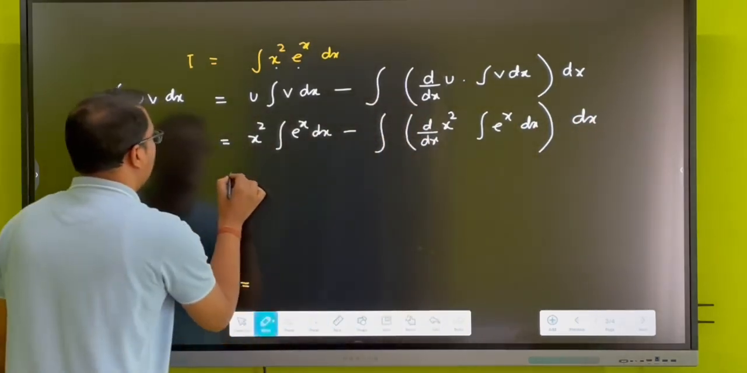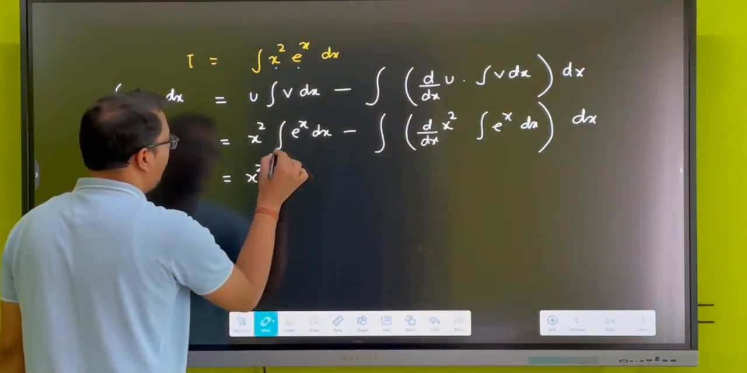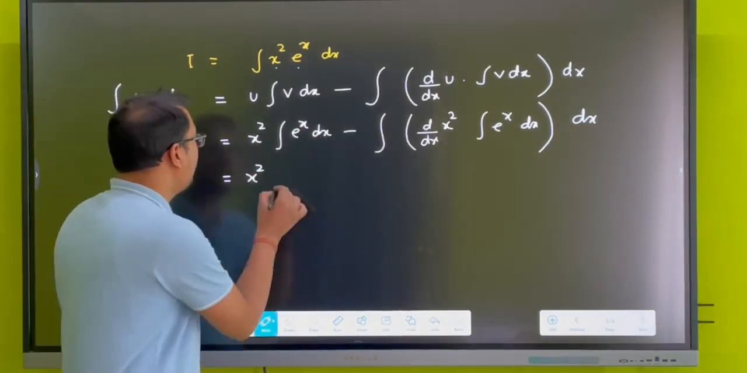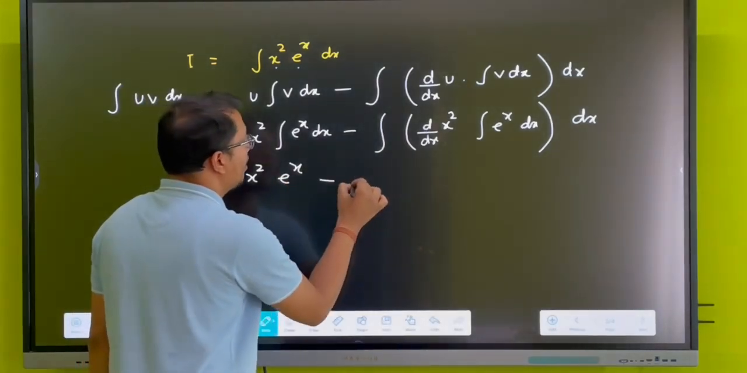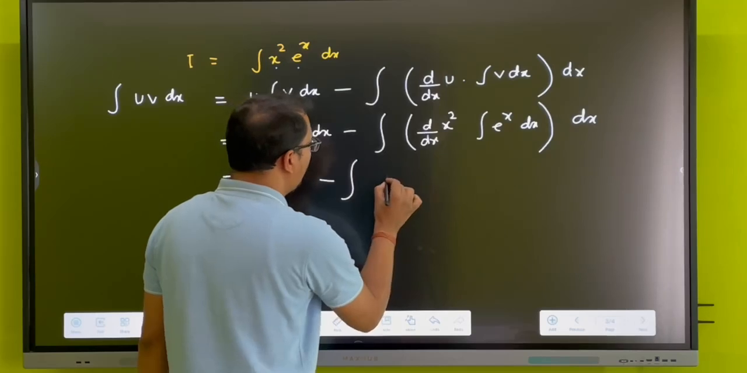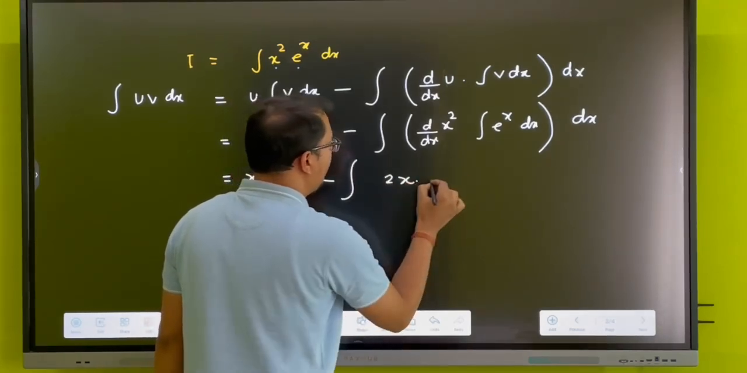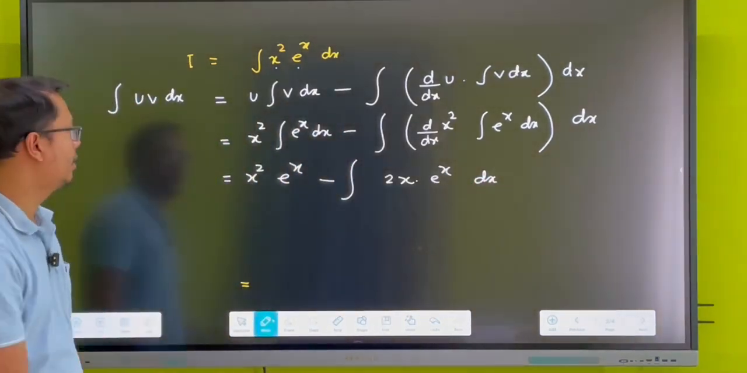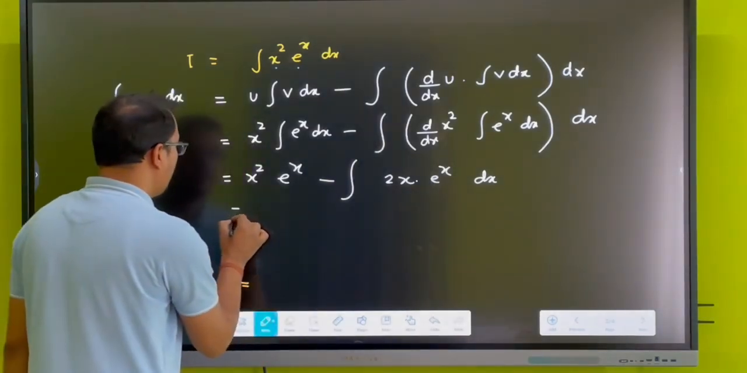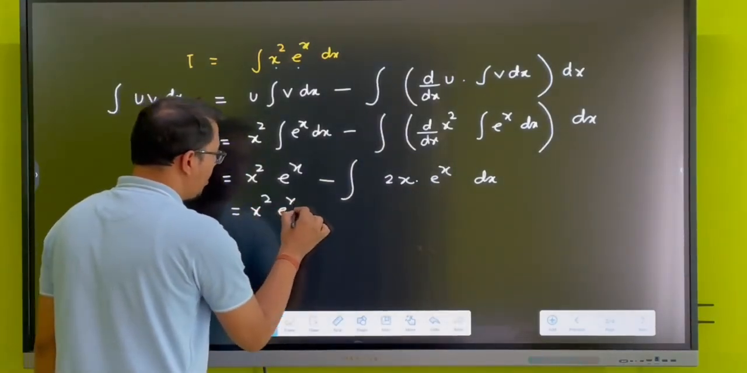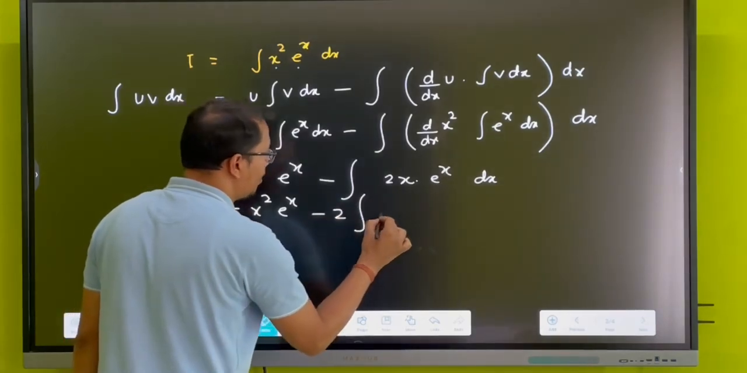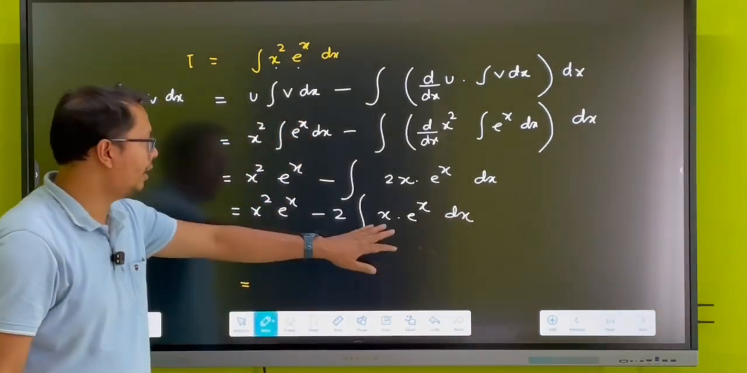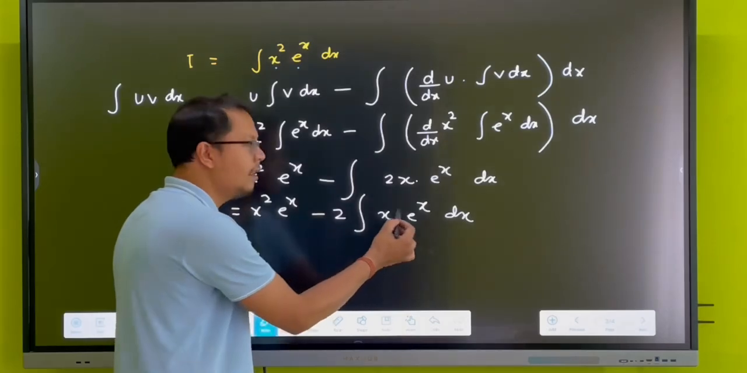Now, in the next step, we will just apply the standard integral. The standard integral of e to the power x dx is nothing but e to the power x, minus d/dx of x squared, which is 2x, times e to the power x dx. So students, again there are two functions. Let me rearrange it. 2 will come outside the integral sign, integration of x e to the power x dx. Now students, see here there are again two functions, first function and second function.